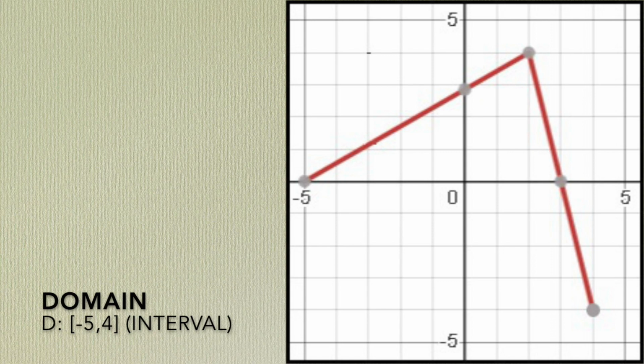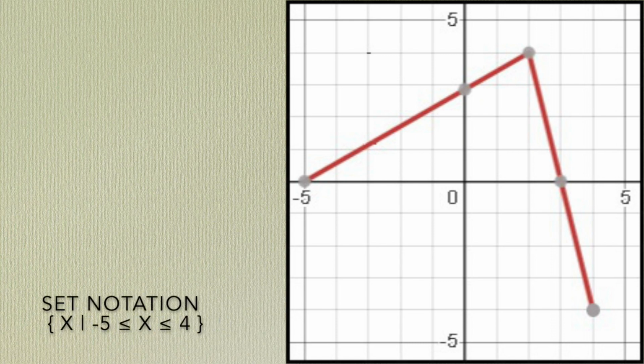Another way to write it is in set notation. In set notation, I would put a brace, and then I would say x and a vertical line. The vertical line means "such that," and then I would write this as an inequality. The inequality would start at -5, and then I would say less than or equal to x, and less than or equal to 4, and I would close with a brace. This is another way of saying that x are the values that are between and including -5 and 4.